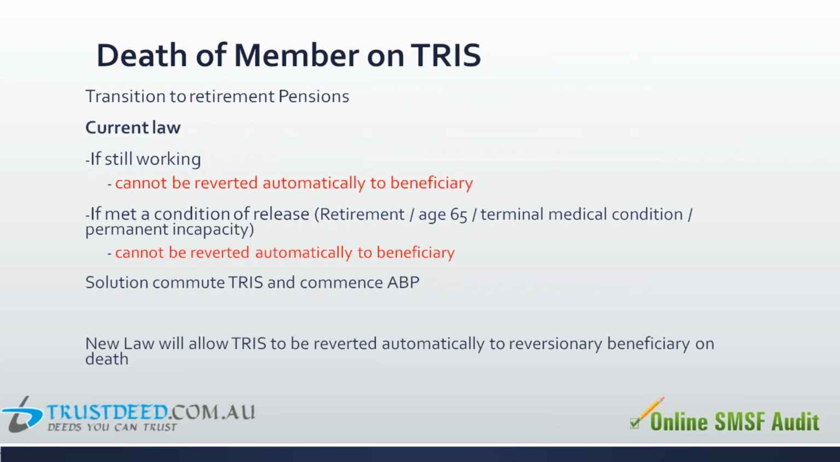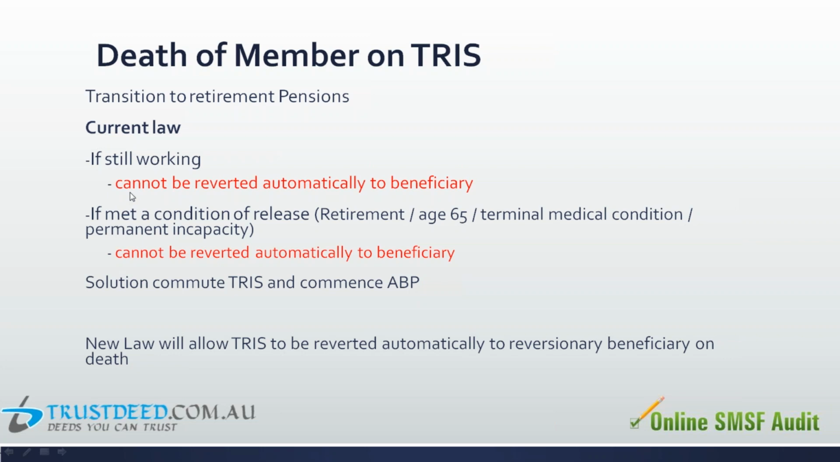Now, just one of the last issues, and this is a very current issue, has to do with transition to retirement income streams. The current law is that if the member is still working, you cannot revert automatically on death to the beneficiary. That's the current law. There has been a draft legislation out for comment, and the new law would be introduced very soon. Then you will be able to have a reversionary transition to retirement pension. At the moment, that's not possible.